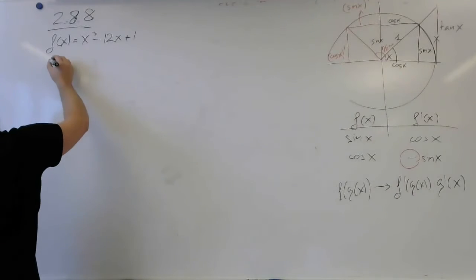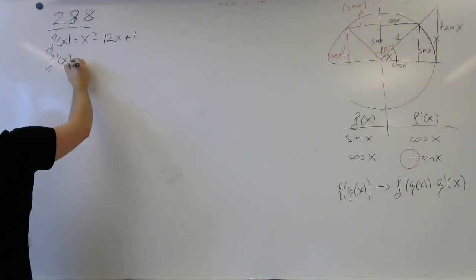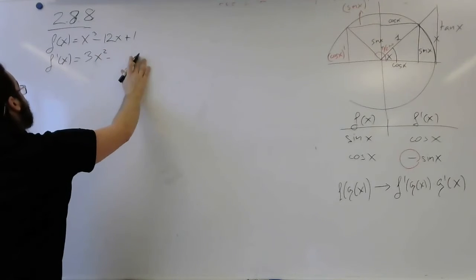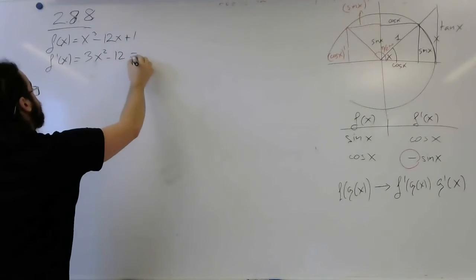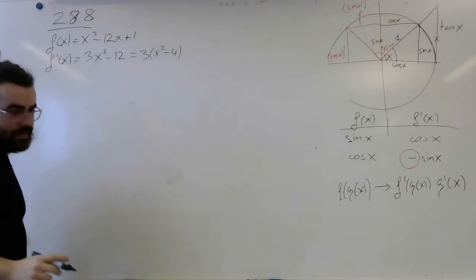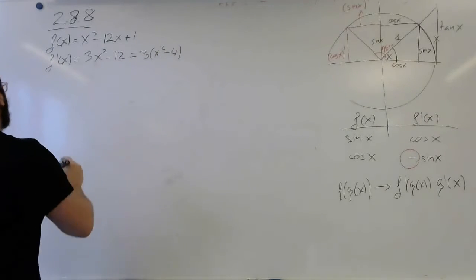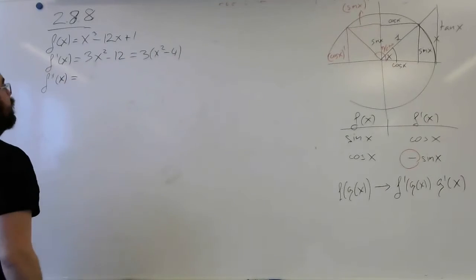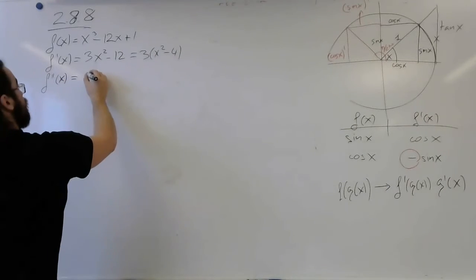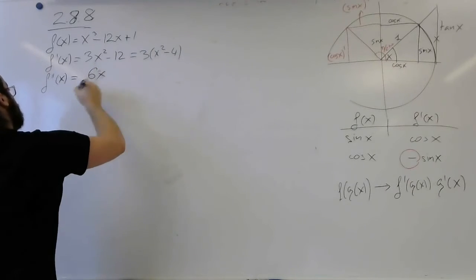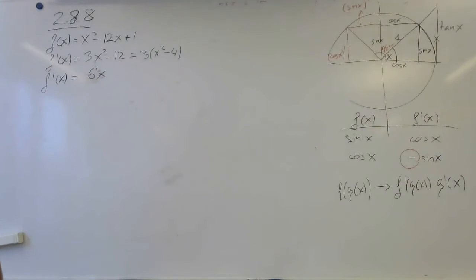So let's see. First thing we do is derive it, because we want increase and decrease intervals. This is 3x squared minus 12. This is a small tool that will help us later. Now we derive this again for the inflection points, and we have 6x for the second derivative.